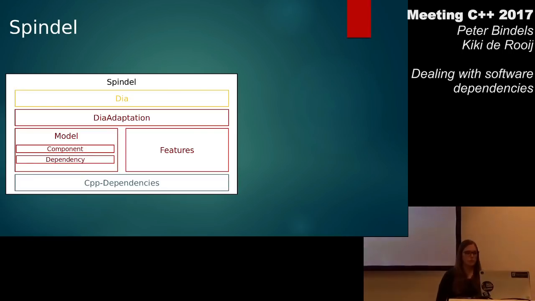So at the base, we have Cpp-dependencies, and it gives me information about the components and all the dependencies. And I will store this information into models. The Dia adaptation then uses this model to build up a dependency tree, which can be visualized in Dia. And I've also added some features later, which I will explain in a minute.